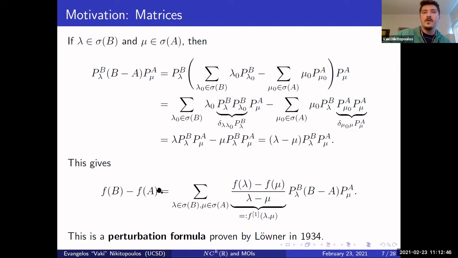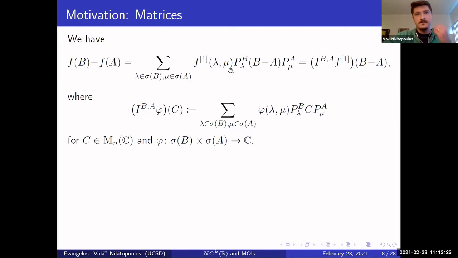And the reason this is called a perturbation formula is if you view B as a perturbation of A by B minus A, what this says is that the nonlinear quantity f of B minus f of A is expressed as a linear operation that depends on B, A, and F applied to the perturbation B minus A. So this is the thing that Loewner proved in 1934. And now first we're going to interpret this expression a little bit more, but then we're going to see how this perturbation formula leads to the derivative formula that I claimed.